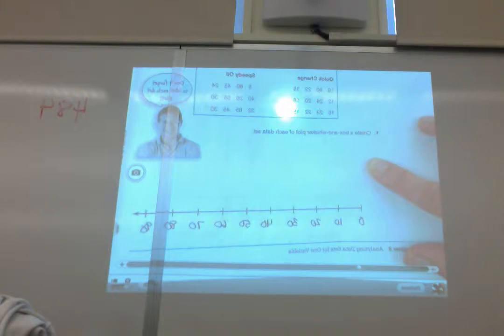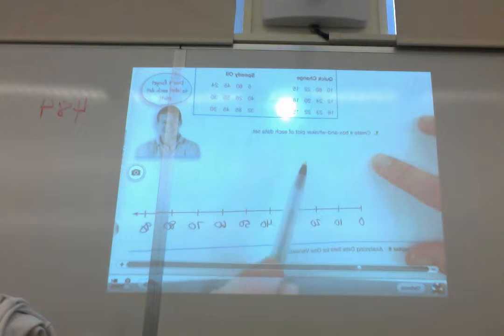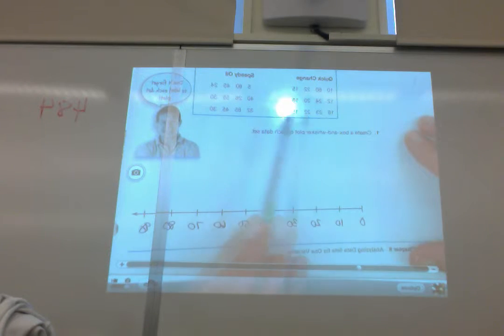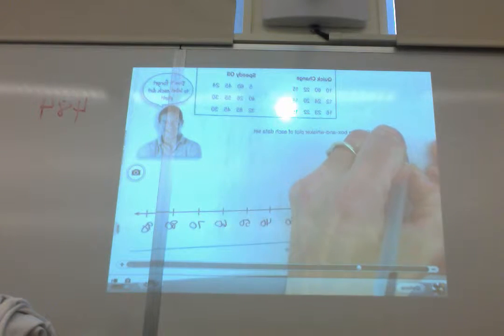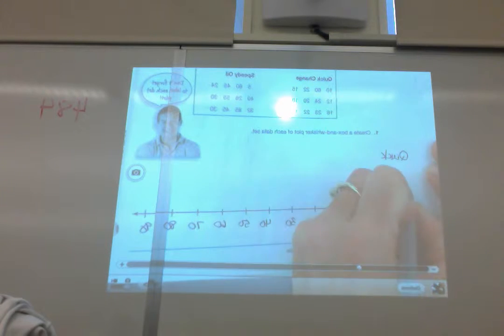A lot of times finding the right scale to use is tricky, but at the very beginning, look at the smallest number and the biggest number, and since we're doing 2 plots here, you have to look at both data sets. I have information for quick change, and you have information for quick change. So I'm going to put quick over to the side and speedy.